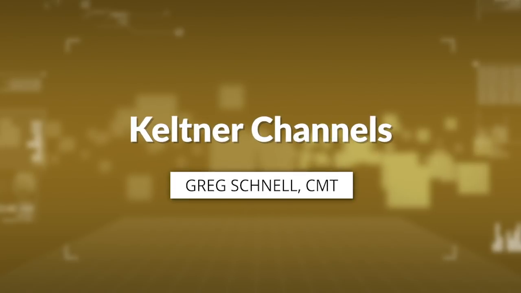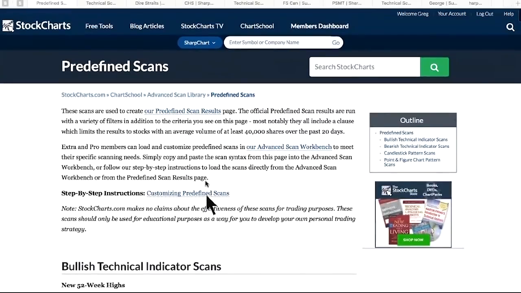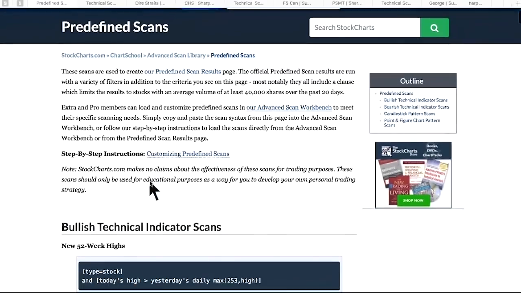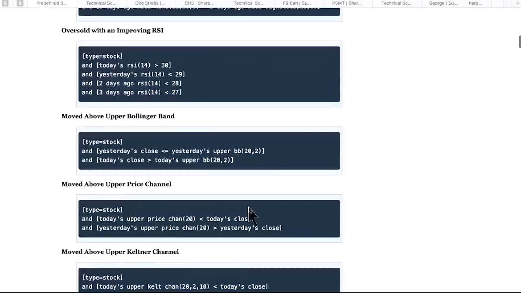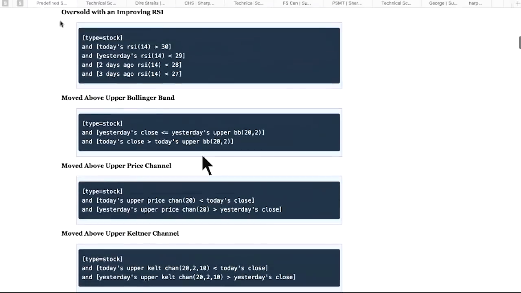Okay, so first of all, a couple of things. One is that there's predefined scans in the ChartSchool. So I'm in ChartSchool here, and one of the options is predefined scans. With that, you can see one of the areas in here is Keltner channel information. And so I would encourage you to go look at that.